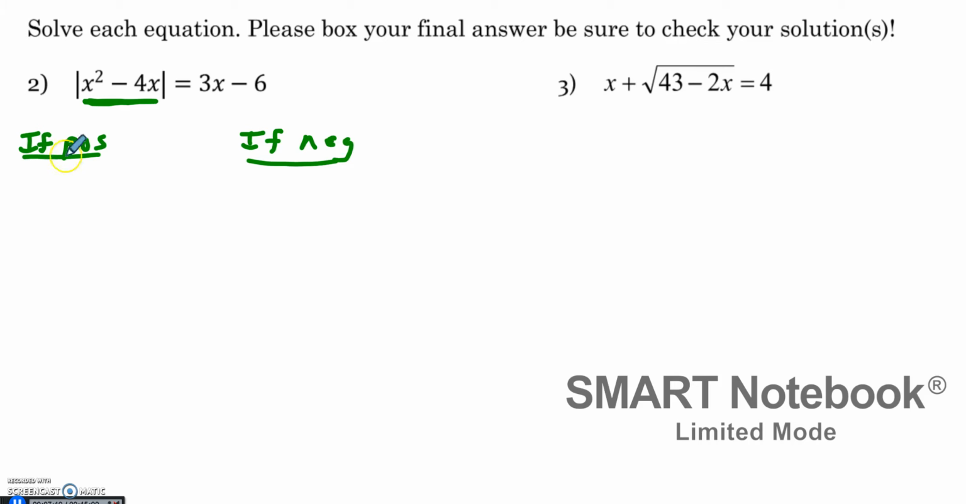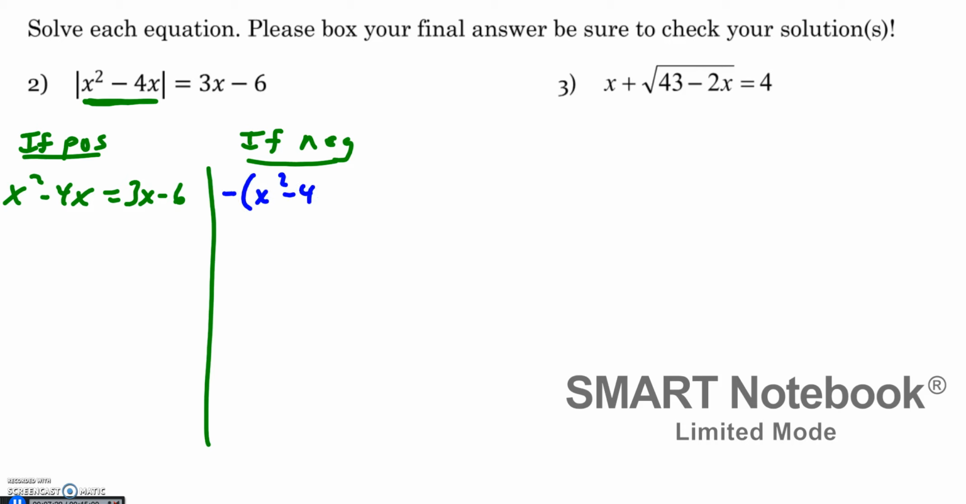If the inside is originally positive, we have one option, and if the inside is originally negative, we have another option. So if it's positive, we assume that x squared minus 4x is positive, and we set that equal to 3x minus 6. However, if the inside is negative, because if I take the absolute value of a negative, it still comes out as a positive, we would symbolize that as negative (x squared minus 4x) equals 3x minus 6. So again, we change the sign of the inside and not the outside, because you could have a positive or negative within absolute value. So what we do here is solve these both separately.